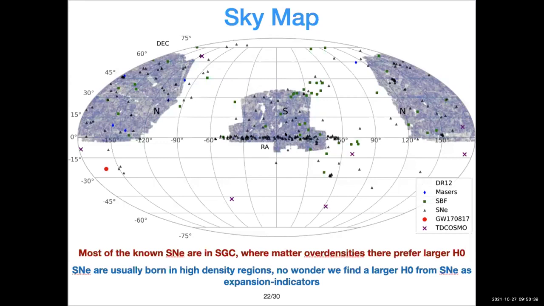And more generally speaking, supernovae are actually born in the high density region, so no wonder we find a larger H naught from supernovae as an expansion indicator.